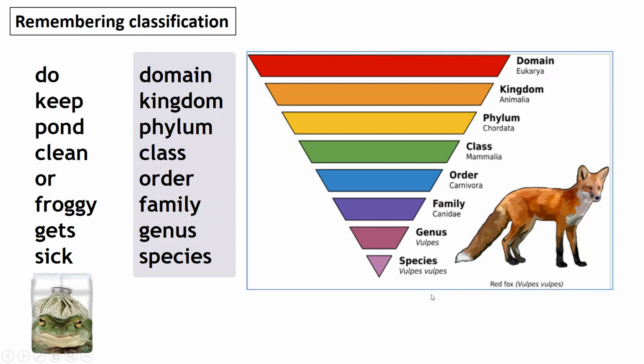A way to remember this classification system is to remember this little rhyme: Do Keep Pond Clean Or Froggy Gets Sick. You won't have to list the whole of the domain, kingdom, phylum, class. You might be given this with some missing gaps that you have to fill in. So this little rhyme can help us to remember the order of these words.